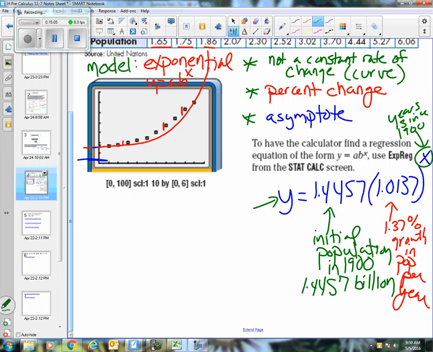Then the y, the all-important y, the value on the other side, is usually the final amount in one of these equations. Well, the final amount of what? Well, that's our population then. So it's the population in a given year.